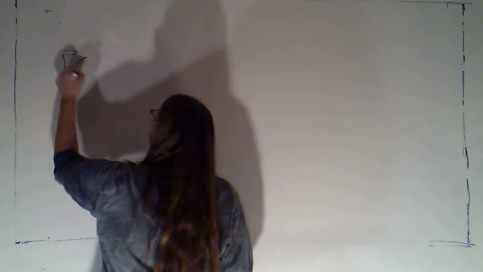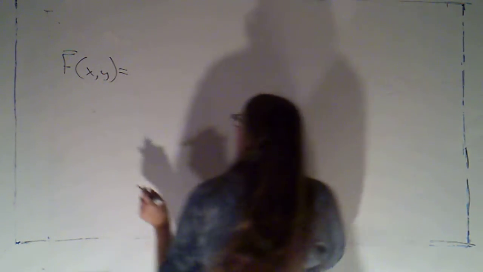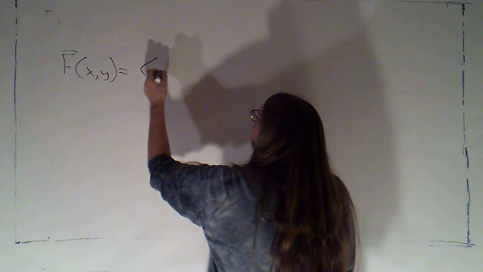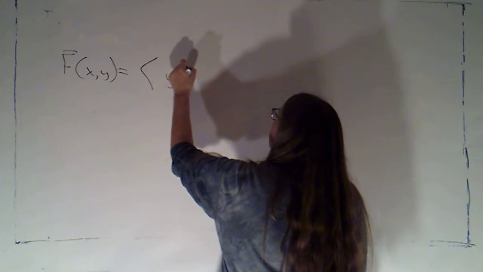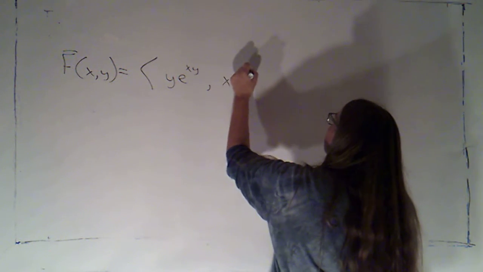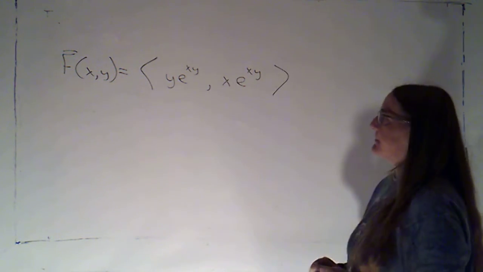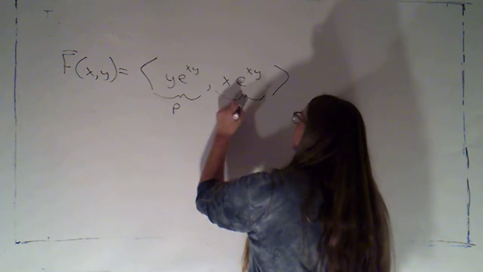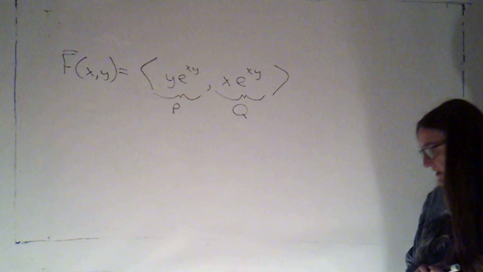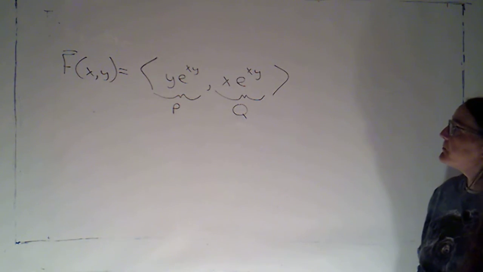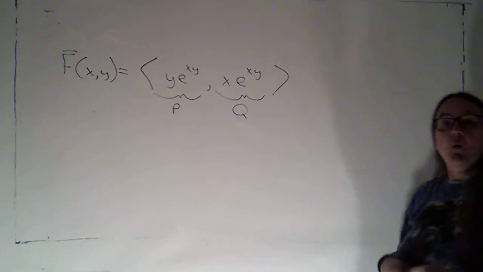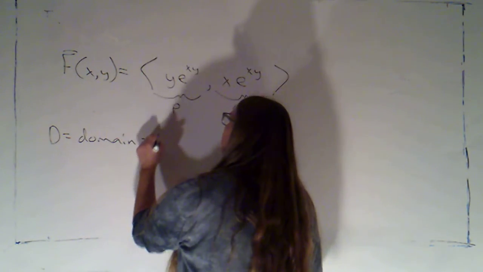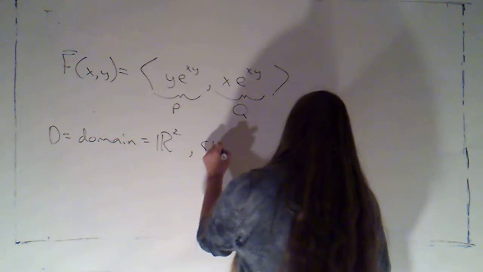Let f of x, y equal y e to the xy, x e to the xy. So I'm going to call this function p and this function q, just following the notation that the book generally uses. Okay. I'm going to just point out that the domain of this is all of R2, which is simply connected.